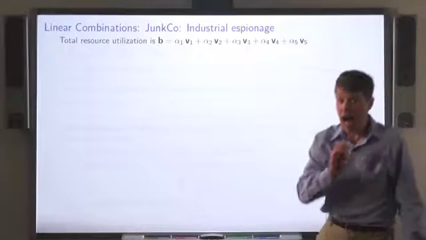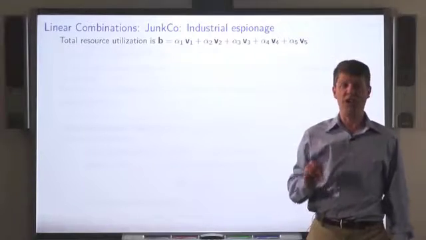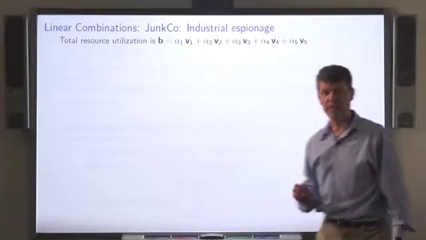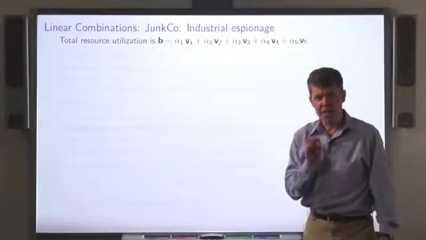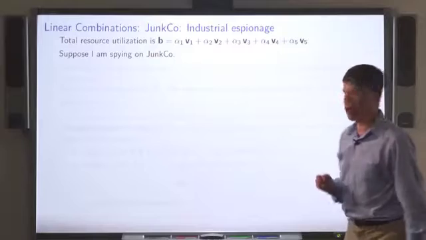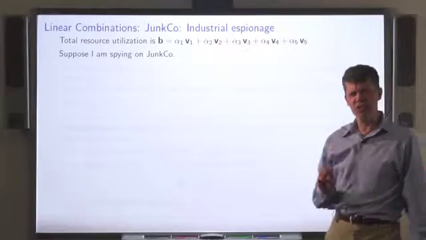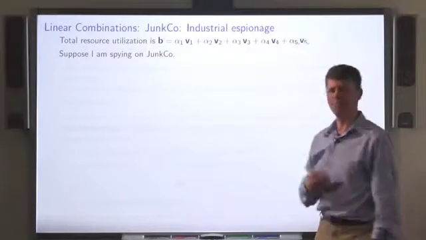In fact, I don't know how much of each product Junko makes. That's what I want to find out. I want to carry out industrial espionage to figure out exactly how many garden gnomes Junko is making. How can I do that?